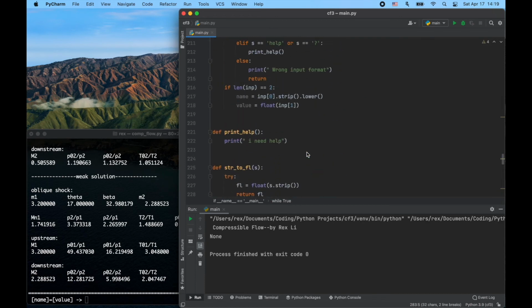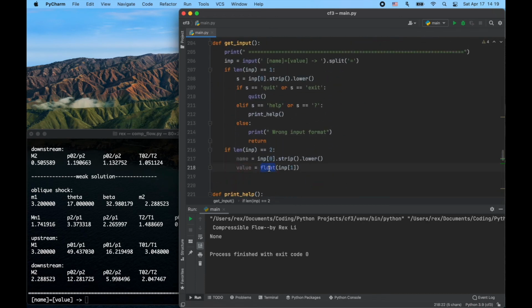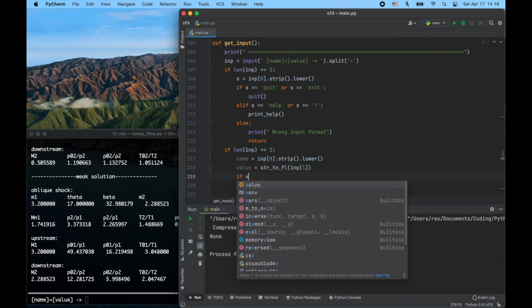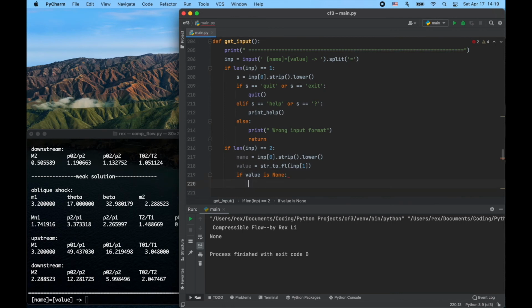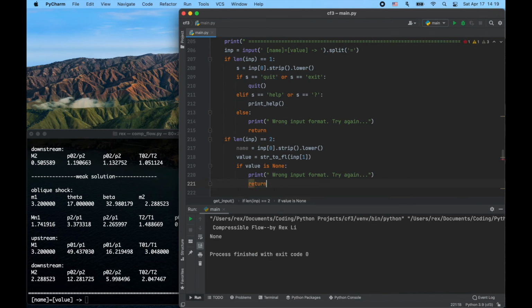So what if the value is None? That means our string for that cannot be converted into a float number. That means our format is wrong. So: wrong input format. Try again. And return. If that is indeed not None, that means value now is a true value. It's just a float number. So we can see what the name of the variable is.